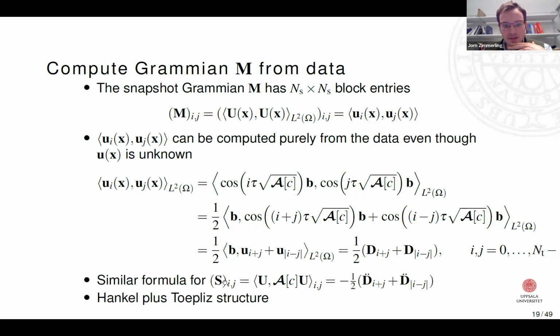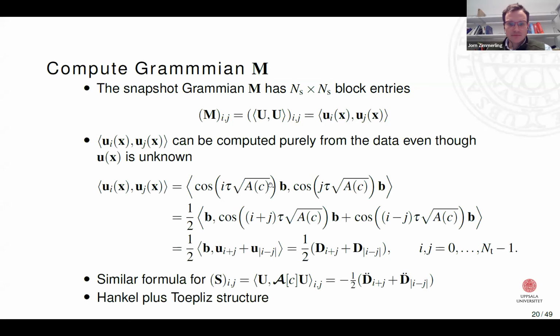And then for the similar formula you can derive for the stiffness matrix, you can already feel that this operator is nothing but a second derivative due to our PDE. So all that happens is that you get a Hankel plus Toeplitz matrix of the second derivative of the data. And so we get Hankel plus Toeplitz structures for M and for S. And so these are data-driven reduced order models because we can compute the Gramian and the projection of the stiffness of the operator on U, the stiffness matrix, purely from the data.